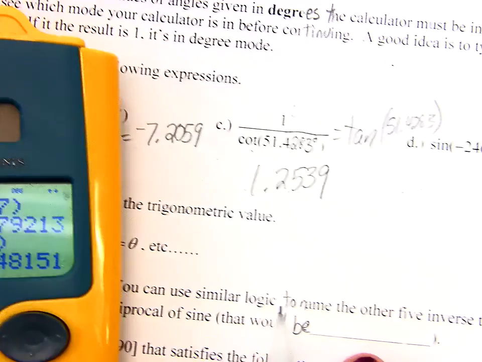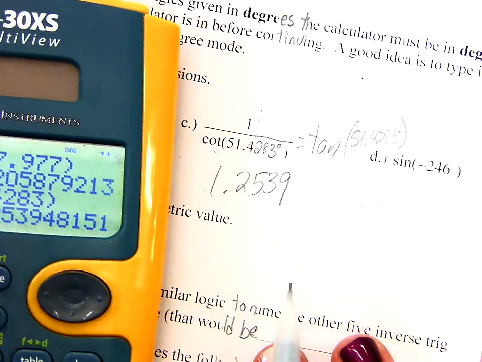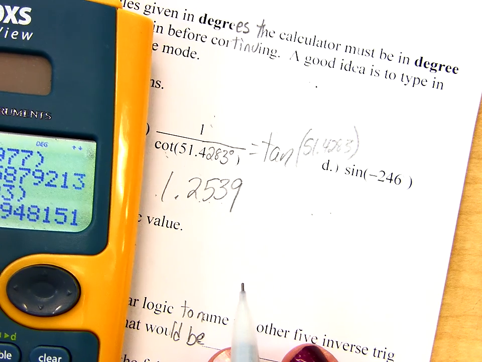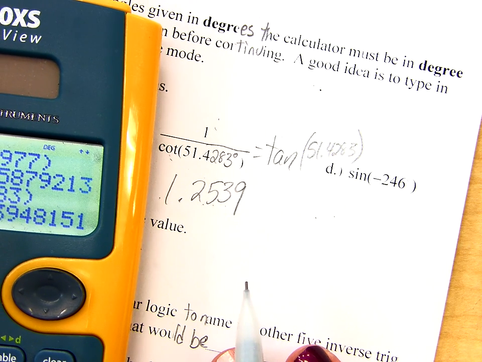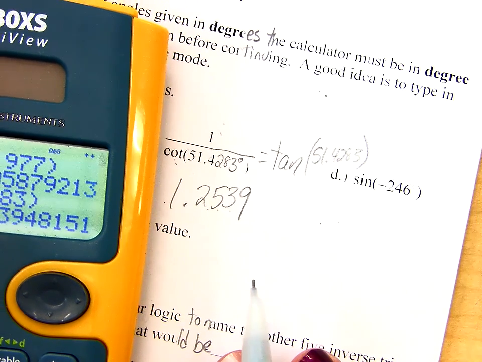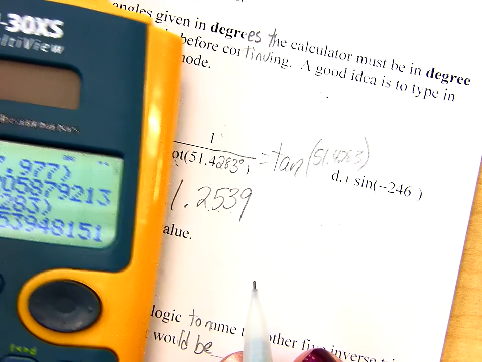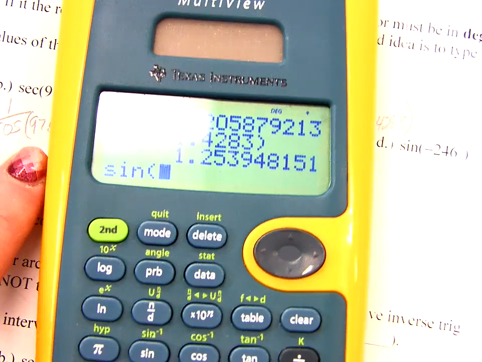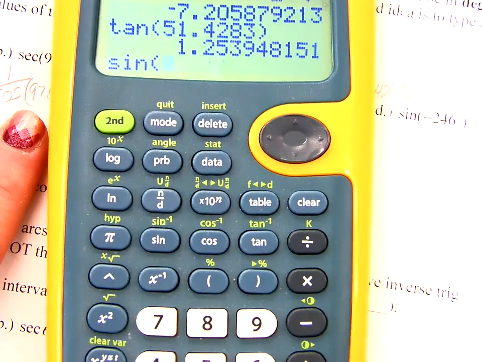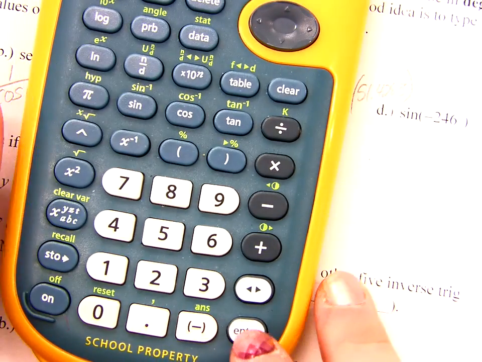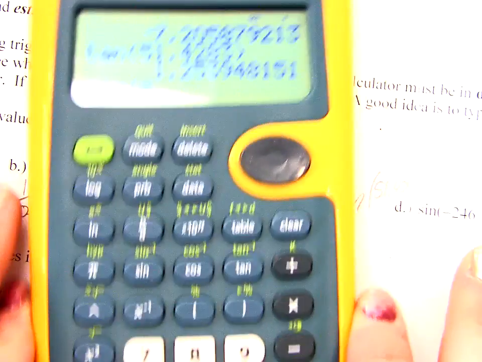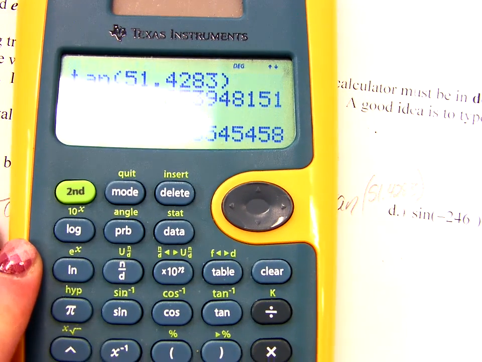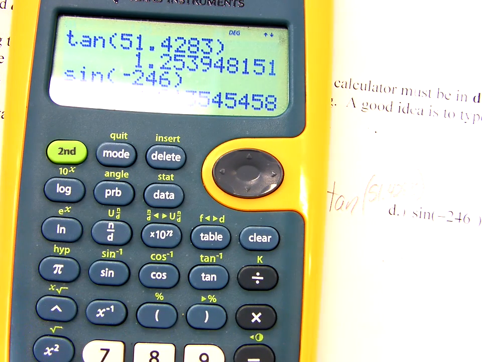Here's a nice thing about using the calculators. If you look at D, it's a negative 246. You don't have to bother finding a coterminal angle. Just do it. You don't have to worry about reference angles. You just type it in as is. Do make sure that you're using the negative button, which, just to remind you, is underneath the 3. It's not the same thing as the minus key. So negative 246, and there it will spit out your answer.